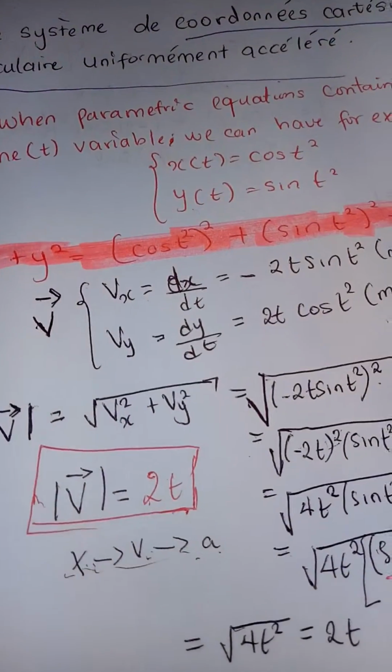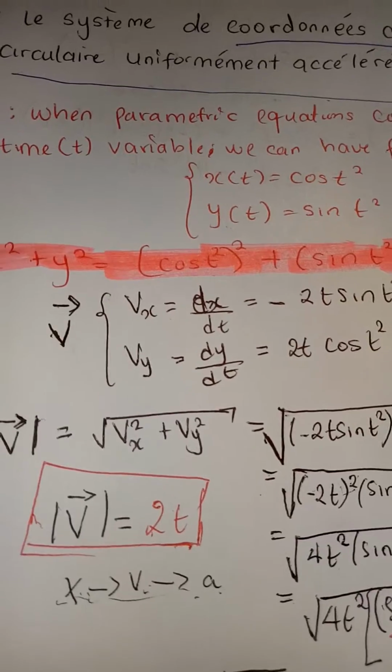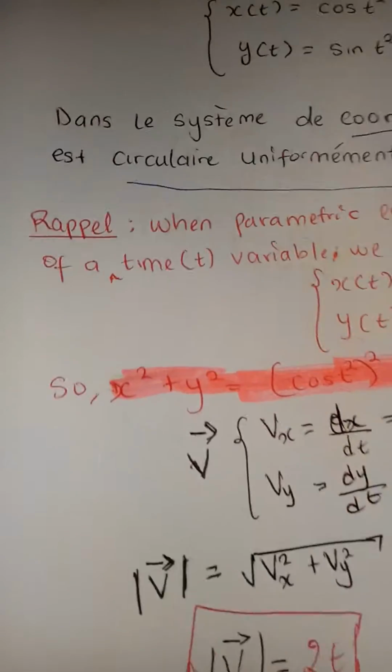The first method is deriving the module of our vector vitesse. I remember, let me bring this back for us to see. When we calculated the module of our vector vitesse, we found that it was 2t. So the two ways to calculate, the first one which we are going to calculate, we are going to start by deriving.